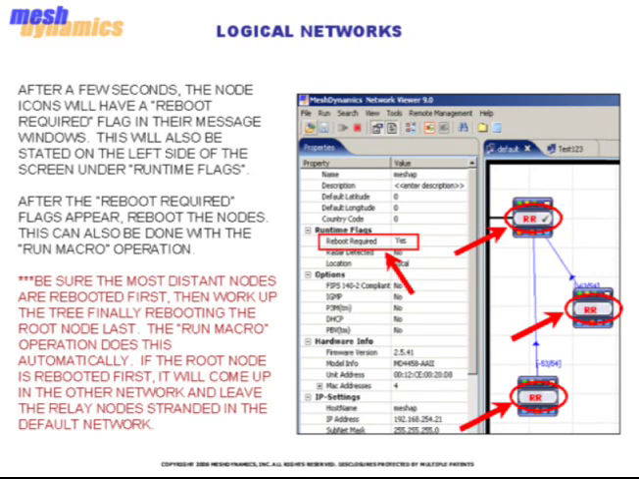After the Reboot Required flags appear, reboot the nodes. This can also be done with the Run Macro operation. Be sure the most distant nodes are rebooted first, then working up the tree, finally rebooting the root node last. The Run Macro operation does this automatically. If the root node is rebooted first, it will come up in the other network and leave the relay nodes stranded in the default network.